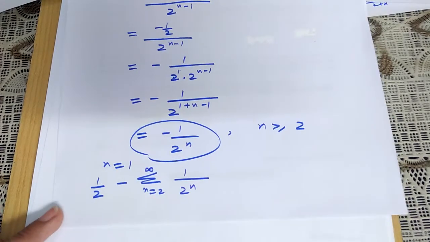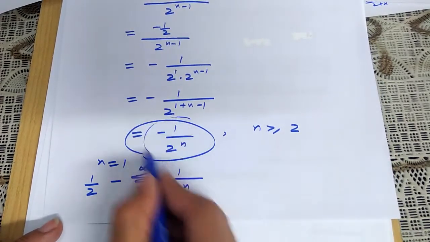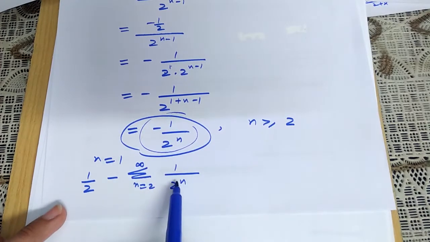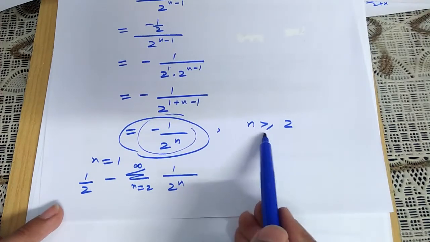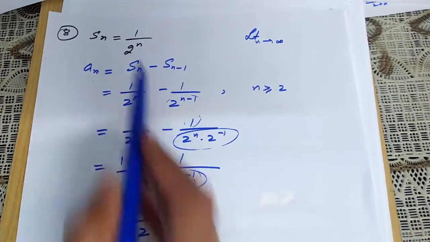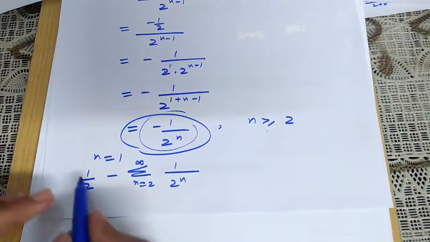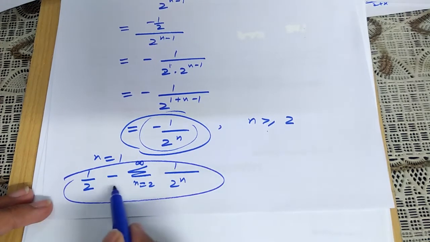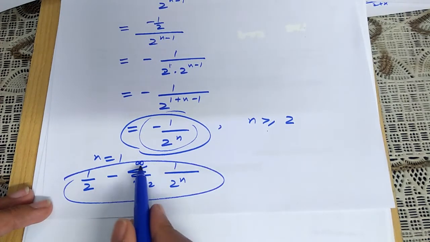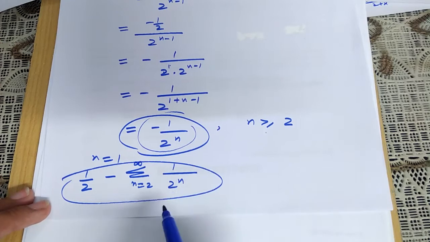This sum of series, that is the infinite series, is for n greater than or equal to 2, and before these terms, if you put n equal to 1, you will get 1 by 2. So your sum infinite series is 1 over 2 minus the summation from n equals 2 to infinity of 1 over 2 raised to power n.